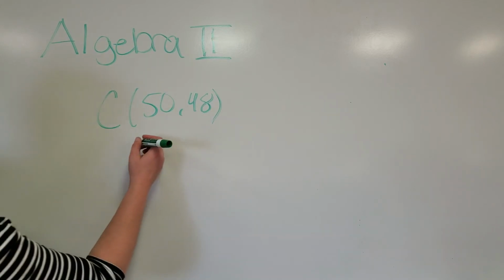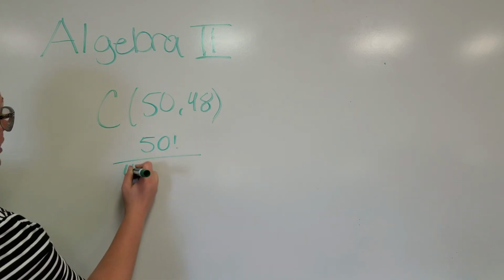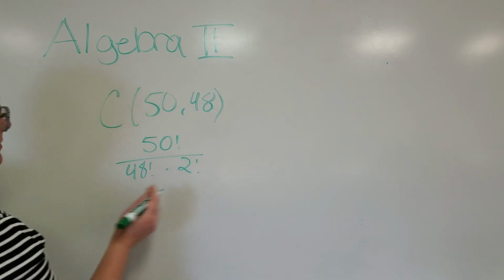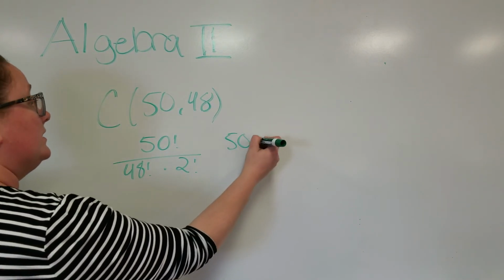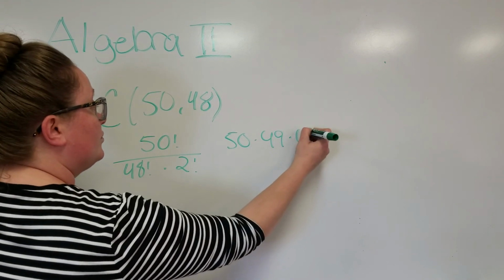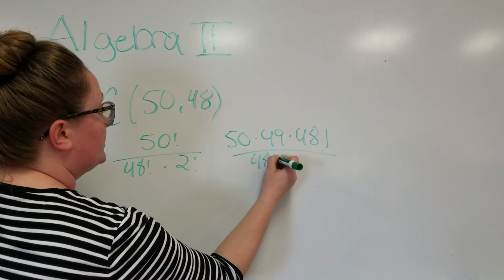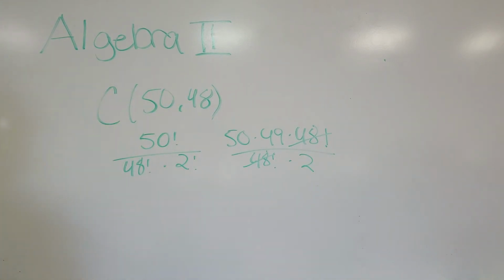So we're going to say 50 factorial, remember, again, the combination formula, over 48 factorial times 2, because 50 minus 48 is 2. Again, we're going to march this down. 50 times 49 times 48 factorial over 48 factorial times 2. Again, the 2 times 1 is just 2. So to get your answer, you go 50 times 49 and then divide it by 2.